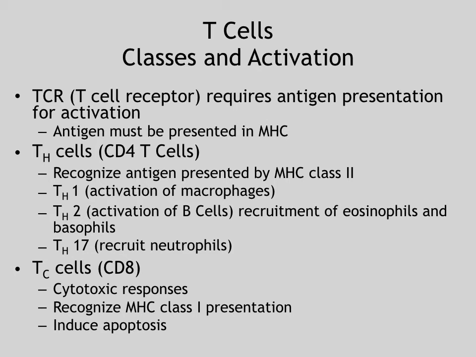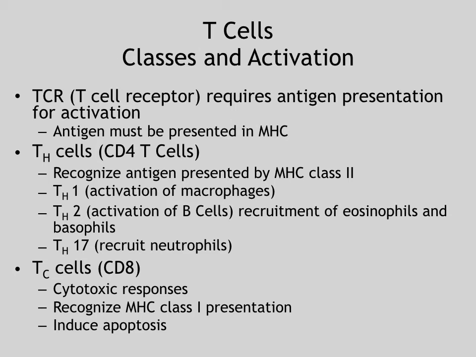Now we have lots of different T cells. We're just going to talk about a few in here. We first have our T helper cells, and the T helper cells are CD4 T lymphocytes. They will recognize antigen that's being presented by an antigen presenting cell using an MHC class II, so that's macrophages, dendritic cells, and B cells. Depending on the co-stimulatory molecules that are produced, a T helper cell will divide, and it will become either a T helper 1 or a T helper 2.